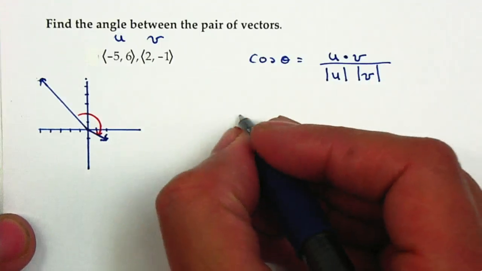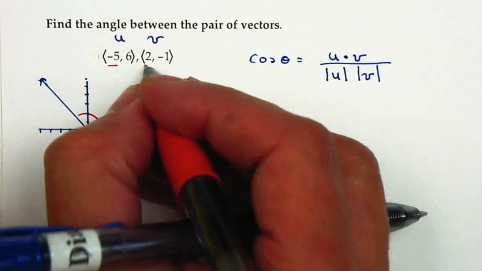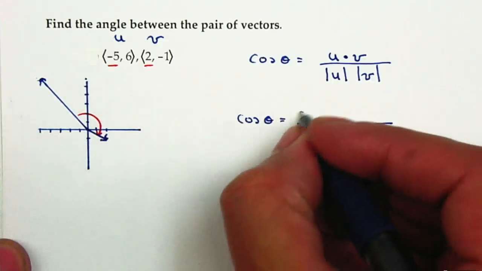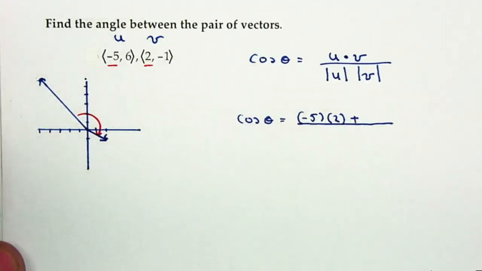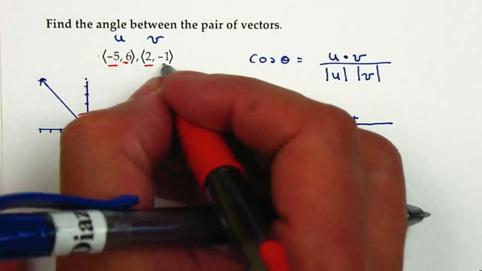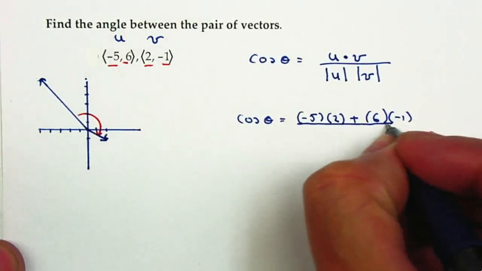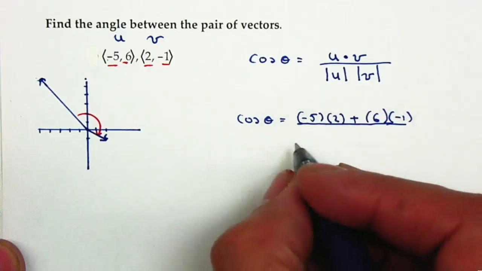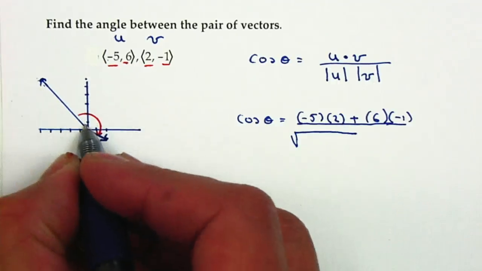Now to find the dot product, you basically just multiply the a values for each one, which used to be your x values. That will give me negative 5 multiplied by 2, plus multiply your b values, which used to be your y values, 6 times negative 1. So you can just think about it as multiply your x's plus multiply your y's.